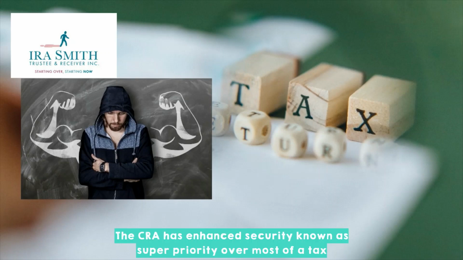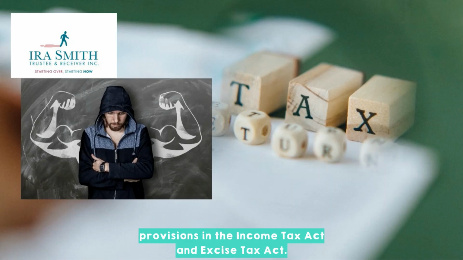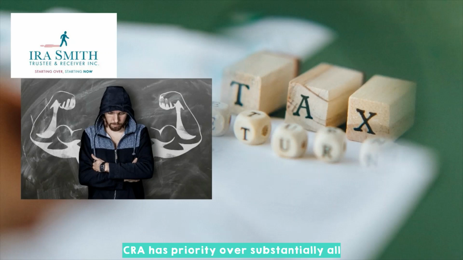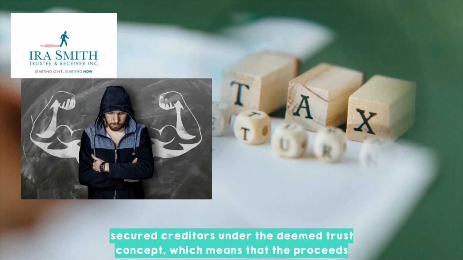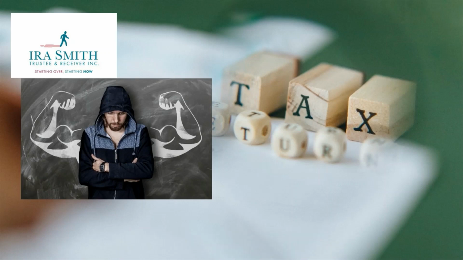The CRA has enhanced security, known as super priority, over most of a tax debtor's real property and personal assets, by virtue of deemed trust provisions in the Income Tax Act and Excise Tax Act (ETA). CRA has priority over substantially all secured creditors under the deemed trust concept, which means that the proceeds of the sale from the property subject to the deemed trust will go to CRA. A deemed trust claim is a CRA lien on property and is obtained without any registration.